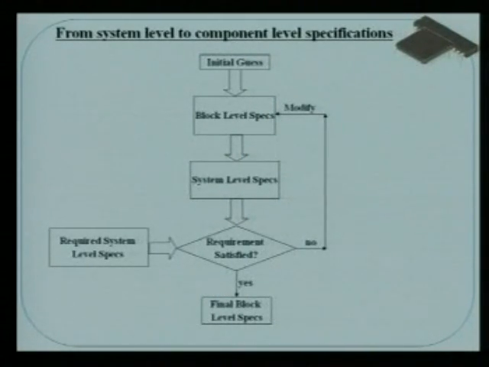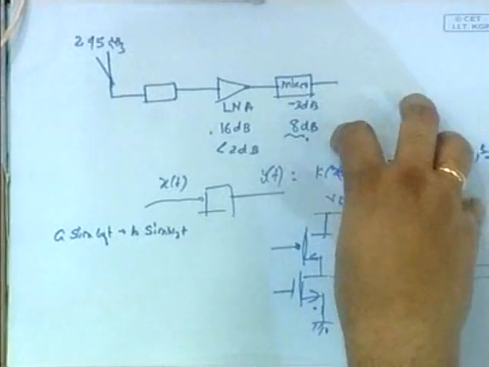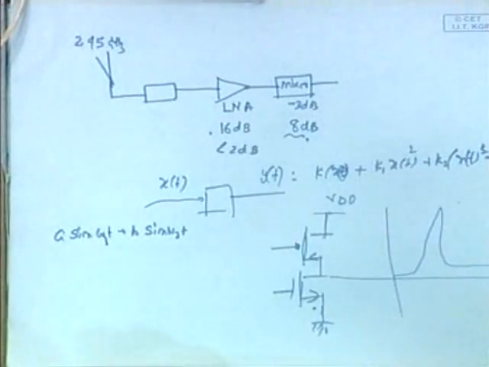Now suppose I want to design an LNA, a low noise amplifier. Then what will be my design algorithm? First you have an initial case, then you go for block level specifications. Block level means each block: an LNA, a mixer, oscillators, etc. Then you go into the system level specs, that is your whole cell phone. And then you have the objective specs, which are my targeted specs. If the block level specs satisfy your targeted specs, then you have zeroed in on that value.